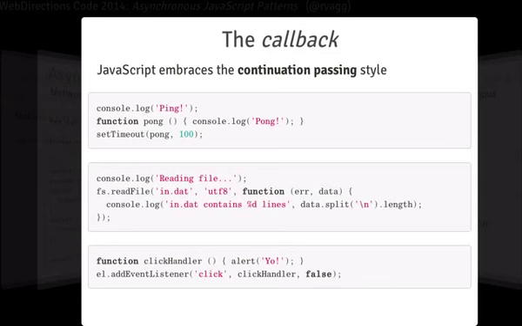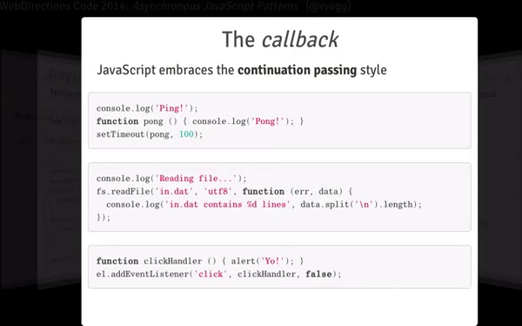A classic example is a timer. I've got a setTimeout where I'm giving a continuation, which is my pong function or callback. So I'm saying, okay, I'm going to print ping. I want you to set a timer for 100 milliseconds, and I'll give you a continuation to continue with after 100 milliseconds. In Node, we can read a file, it's the same thing. We give a continuation, say continue with execution when you have the file, and here's a callback to continue with.